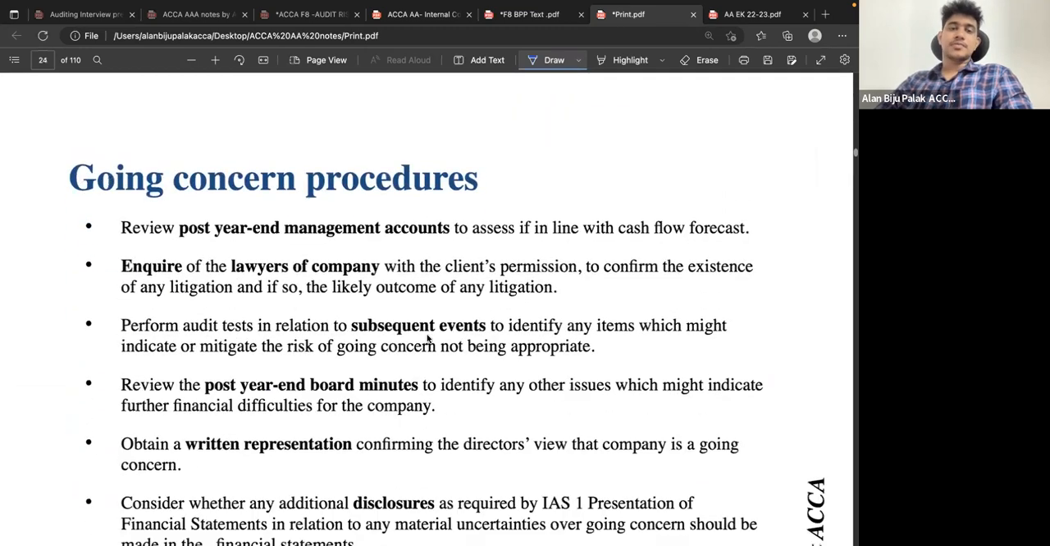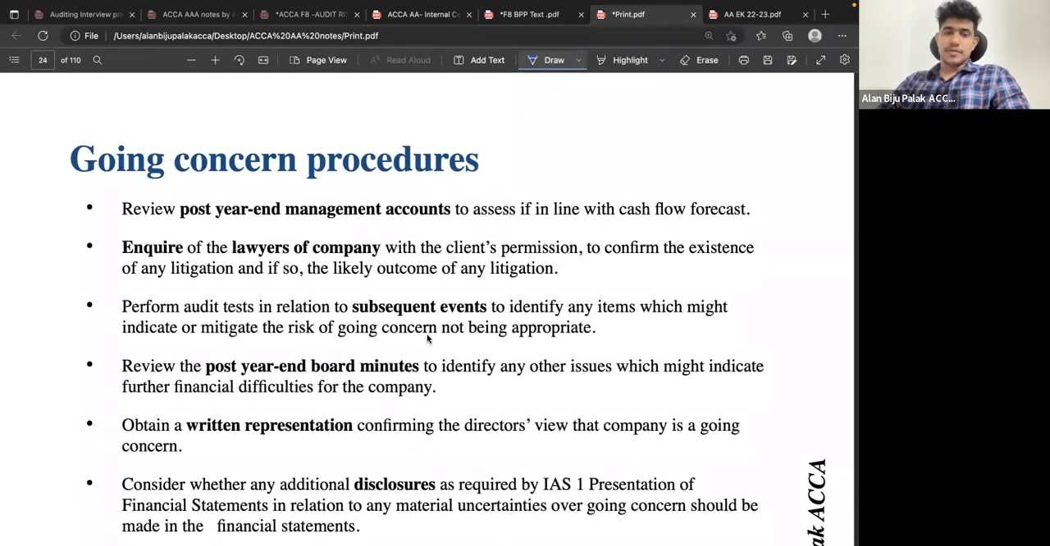Then again, when it comes to the going concern procedures, you should never try to include these points directly. Rather, try to focus on the scenario, ask all scenario-specific procedures first, and after that only move on to the general points.